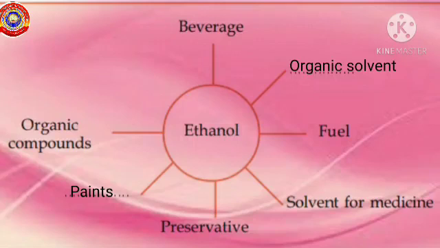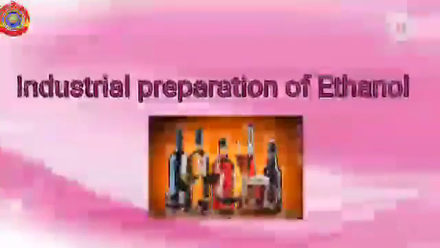See, ethanol is used as an organic solvent. It is used for the manufacture of various organic compounds and paints. It can be used as a fuel by itself or in combination with other compounds. Moreover, it is used as a beverage and also as a solvent for medicine. Let's learn how ethanol is industrially prepared.